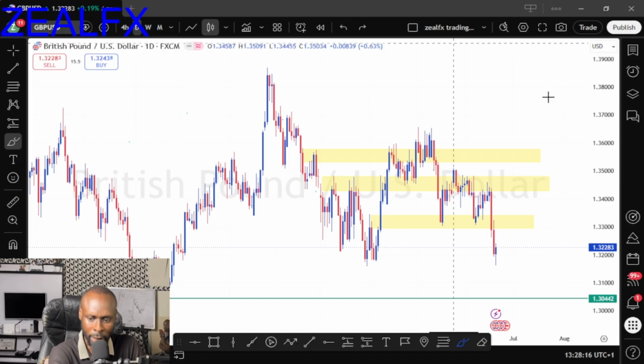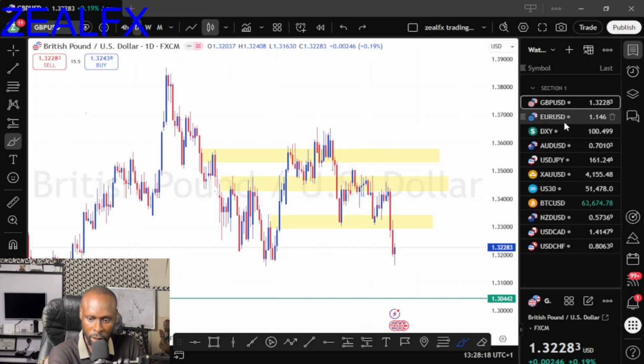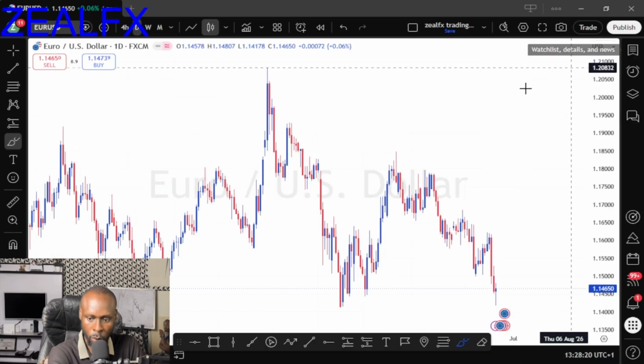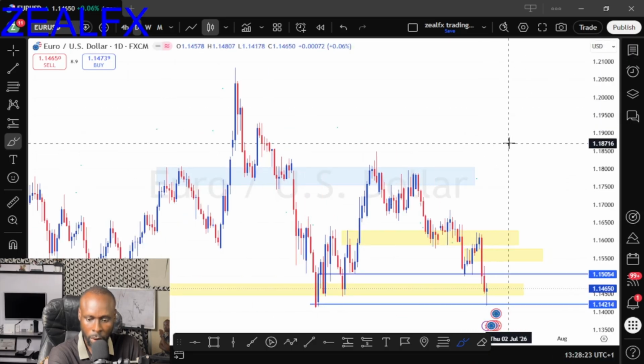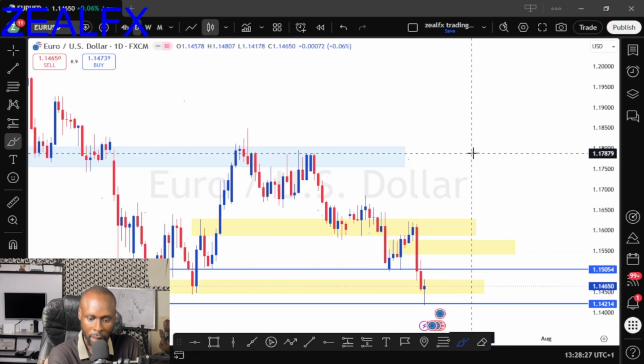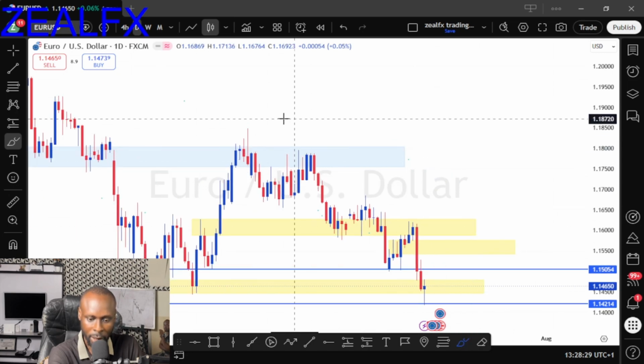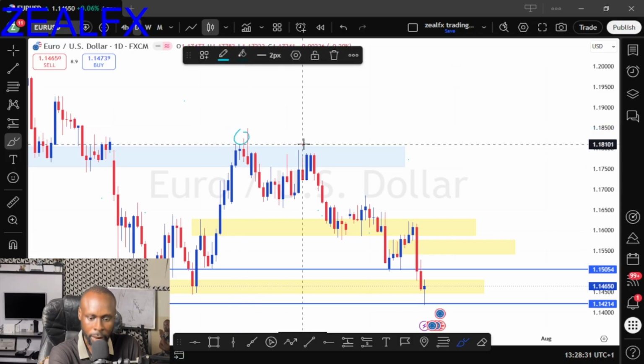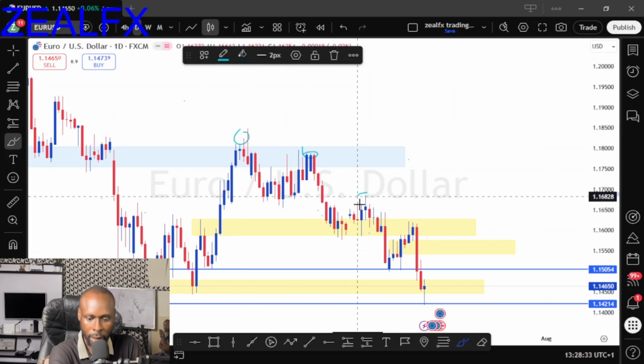So let's look at our next pair, which is the Euro USD. The Euro USD on my daily time frame also has this downtrend. You can see we still have this higher high, then a lower high, then a lower high, and a lower high. So this signifies a bearish trend for the Euro USD.